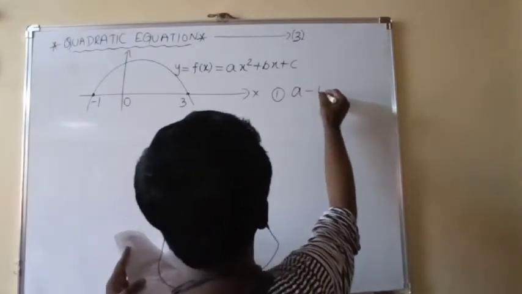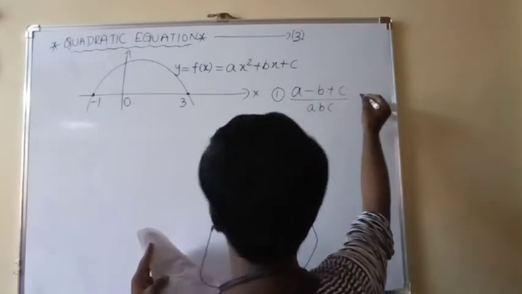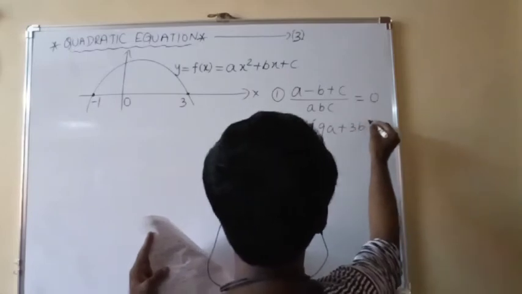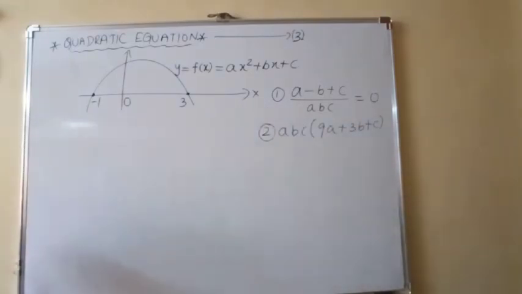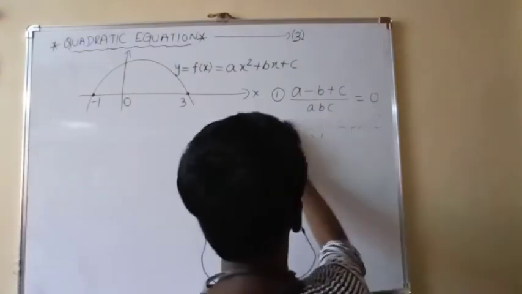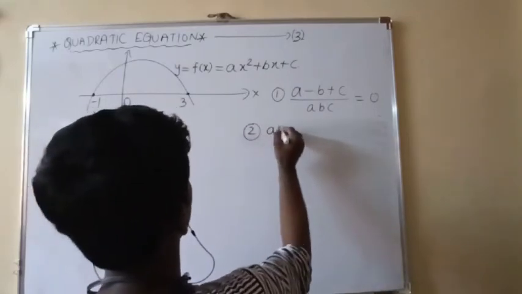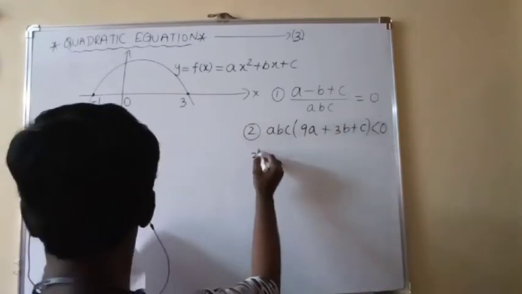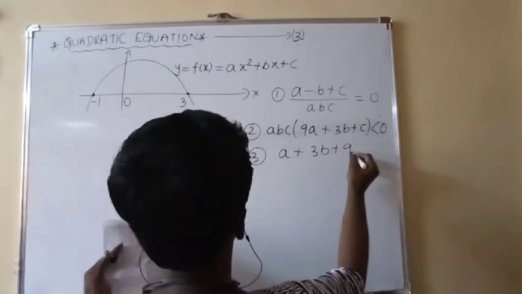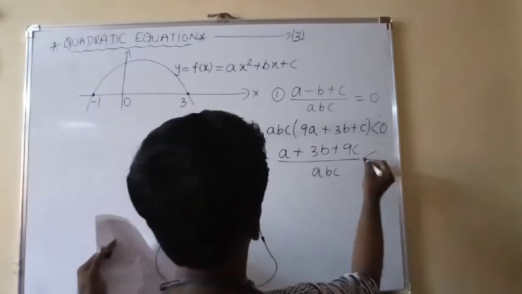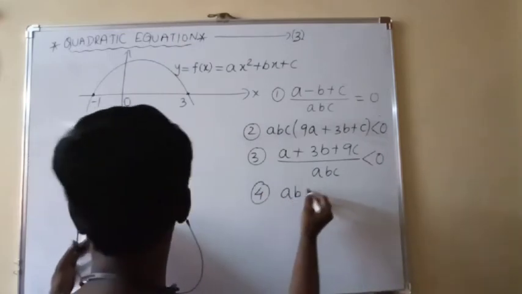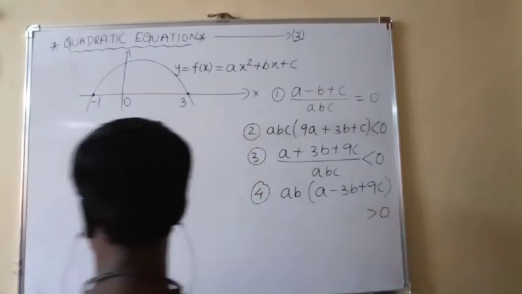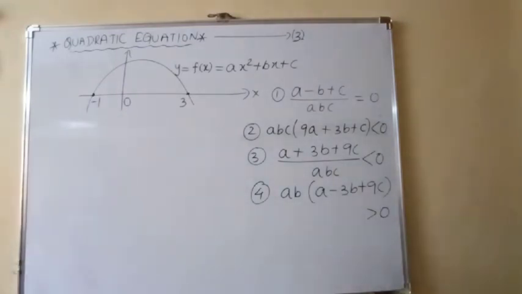First option is a minus b plus c by abc is equal to 0. Second option, abc into 9a plus 3b plus c is less than 0. Third option, a plus 3b plus 9c divided by abc is less than 0. Fourth option, ab into a minus 3b plus 9c is greater than 0. So it is a more than one option correct type question.